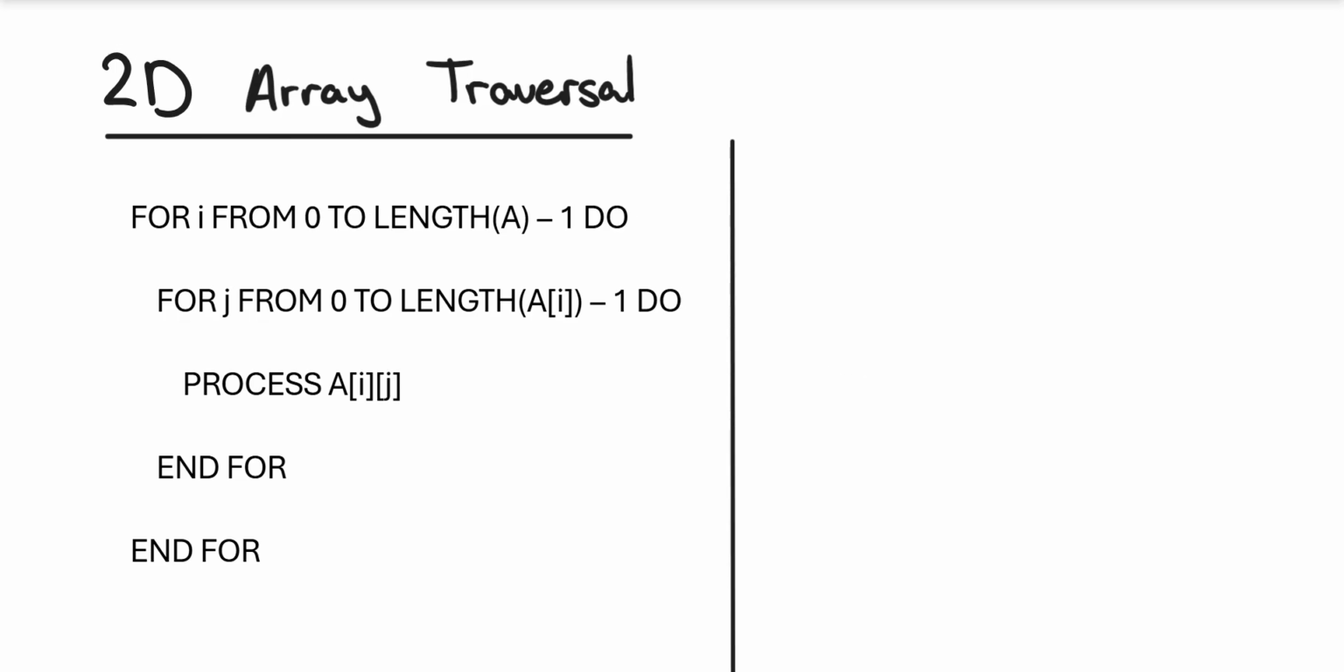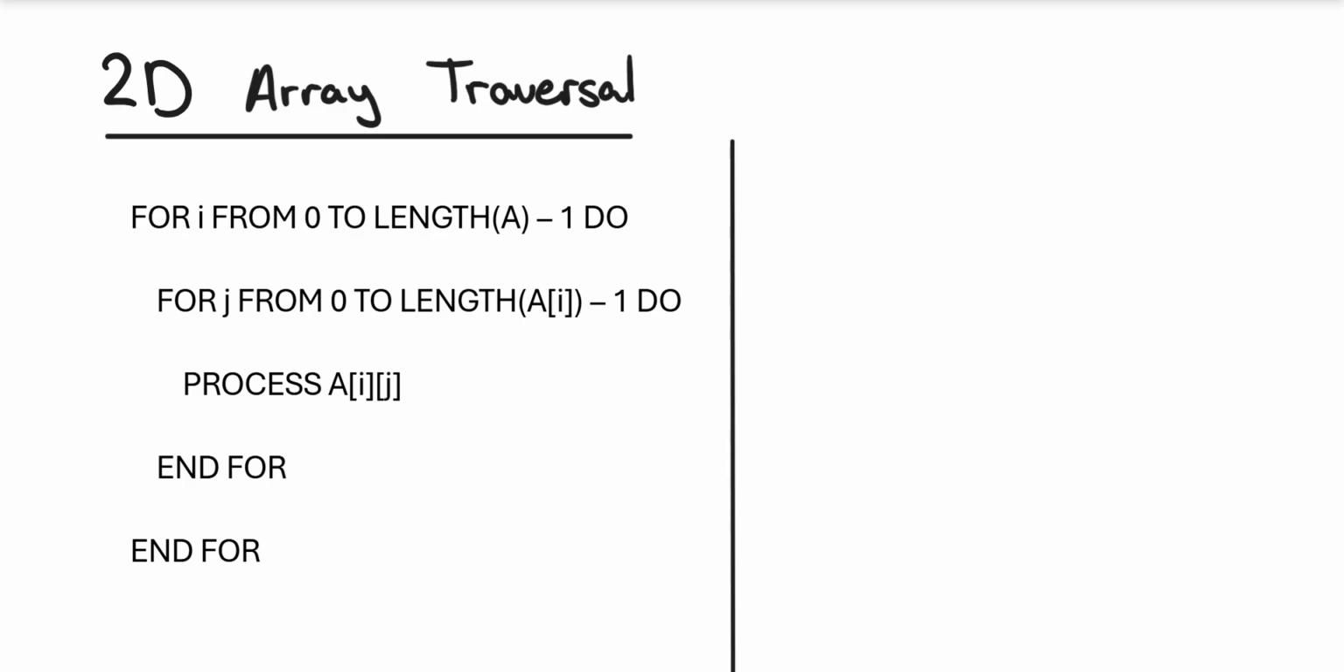So here we have a 2D array traversal. When we want to perform an operation on every element in a 2D array, we need to use two nested loops, one for the rows and one for the columns. Like we can see here, we have our outer loop, which loops from 0 to the length of A, and the second loop, which loops from J to the length of A, taking into account the value of I from the loop it's inside of.